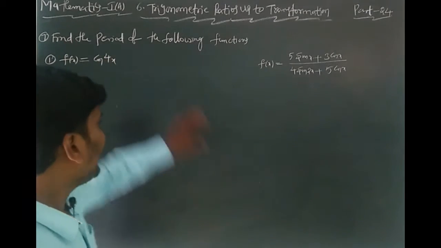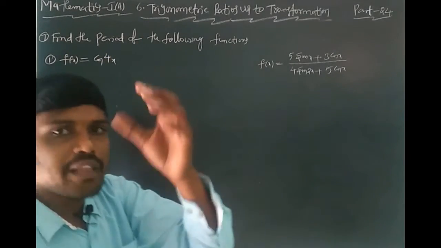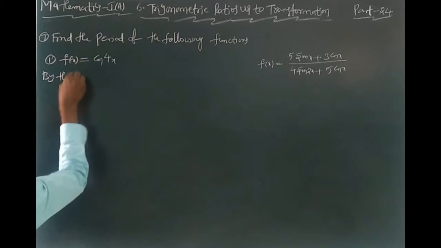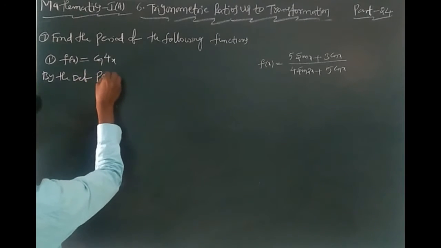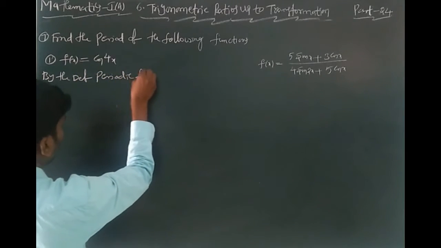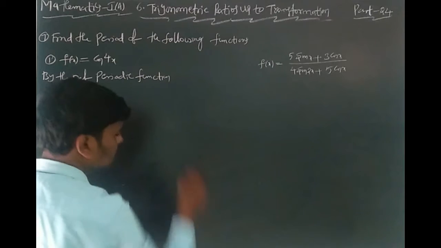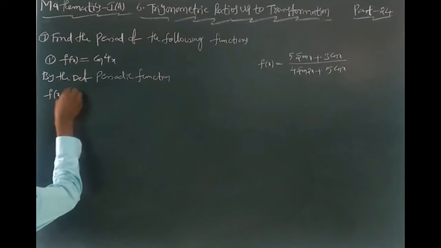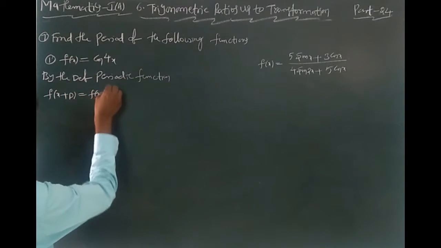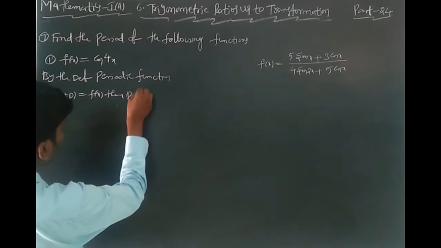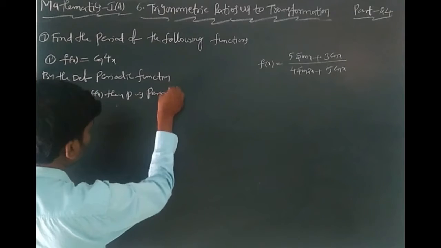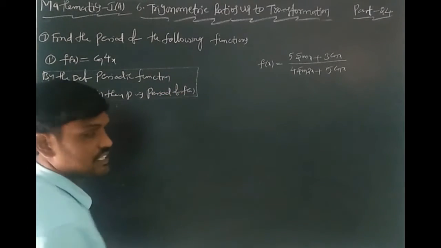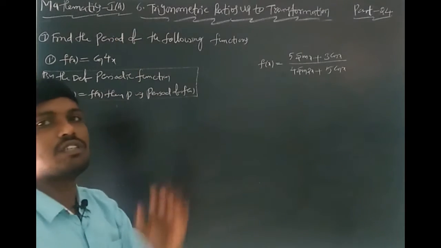First of all, in this problem, you can use the definition of a periodic function. What is the definition of a periodic function? f of x plus p is equal to f of x. Then p is a period of the function. p is a period of f of x. This is the definition. You can use this definition and easily solve this problem.